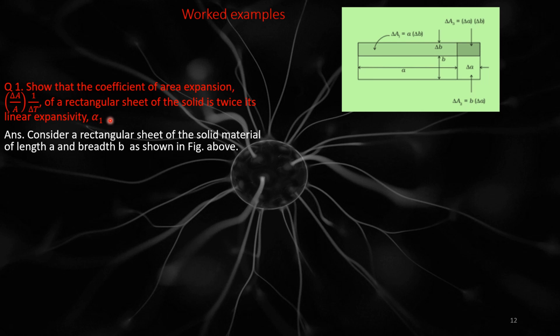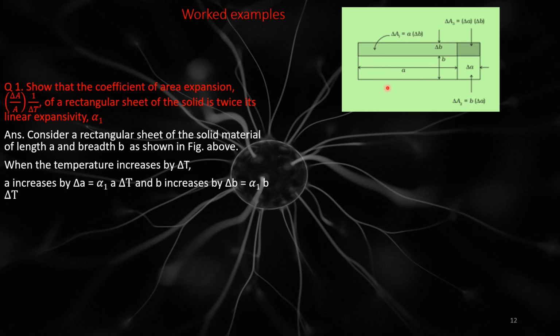Consider a rectangular sheet of solid material of length A and breadth B as shown in the figure on the right hand side. This is the original width and original length, the lower part. Now when the temperature is increased by delta T, its dimensions change. The area is increased by delta A, the length increases by delta A and the breadth by delta B. That is, delta B is equal to alpha L into B into delta T, and delta A is equal to alpha L into A into delta T.